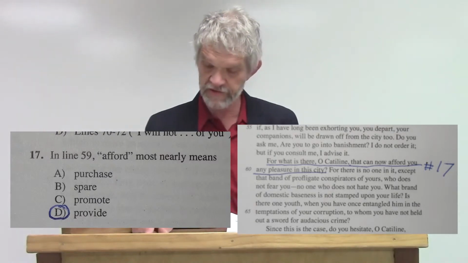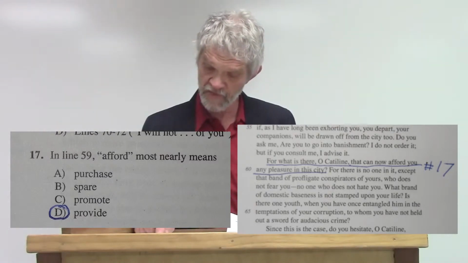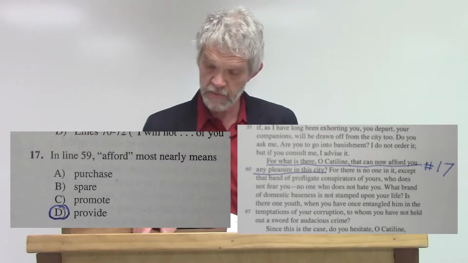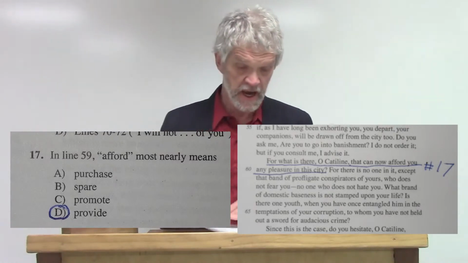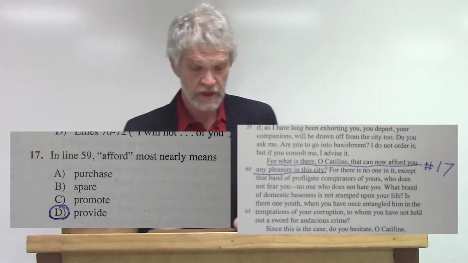All right, for number 17, in line 59, afford most nearly means to provide, D. And that is just a vocab understanding. For what is there, O Catiline, that can now afford you any pleasure in this city? Can now provide you any pleasure in this city. He's just basically saying everybody's pretty much turned against you, so why are you staying?